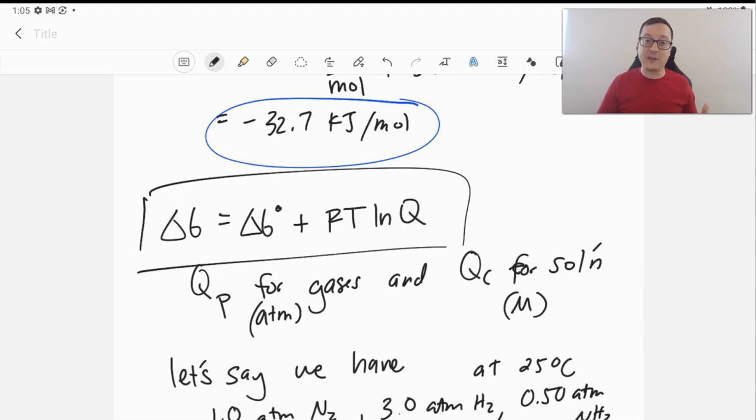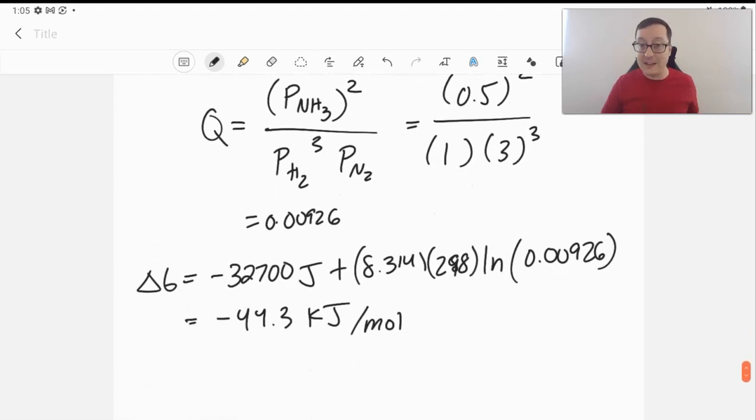At non-standard conditions, when we have not 1 atmosphere of everything, or not 1 molar of everything, we need to use this equation to determine delta G. So at these pressures, the reaction is still spontaneous towards formation of ammonia. Ooh, what a fun thing. Definitely take a break before the next one, because we're going to bring in now K into this.